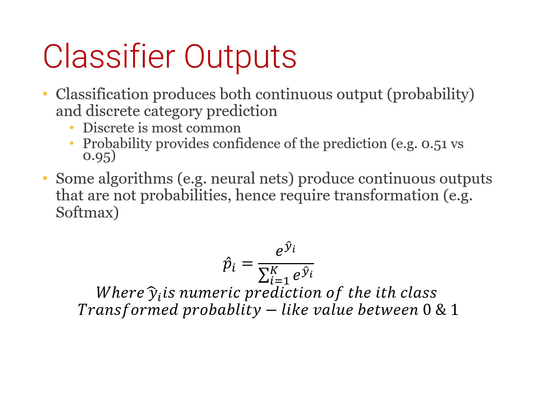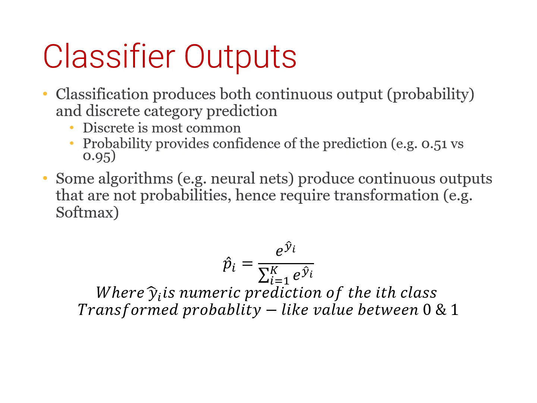The choice between using discrete category predictions or continuous outputs depends on the specific requirements of the problem at hand. In some cases, the final class label is all that matters, and the discrete output suffices. However, in situations where the confidence of predictions is crucial, such as in medical diagnosis or fraud detection, the continuous output provides valuable additional information.